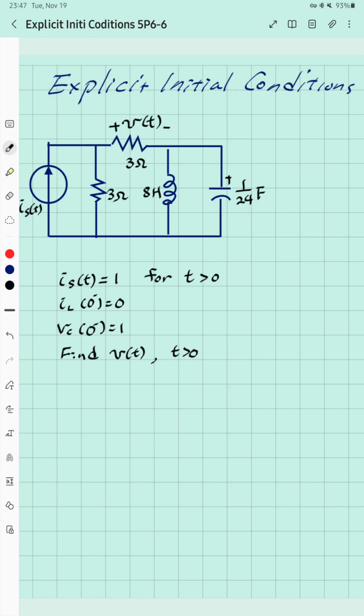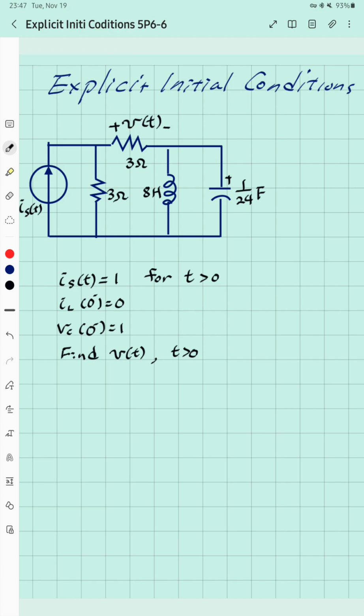So you have this circuit in the time domain. You have I of S, a current source. We're trying to find V of t across the resistor, the 3 ohm on the top.